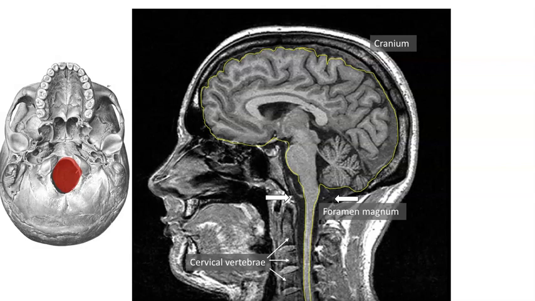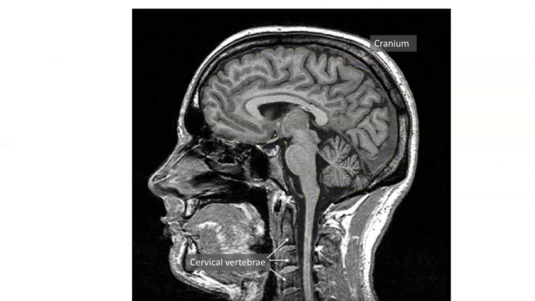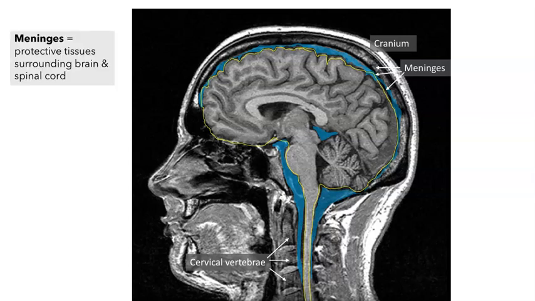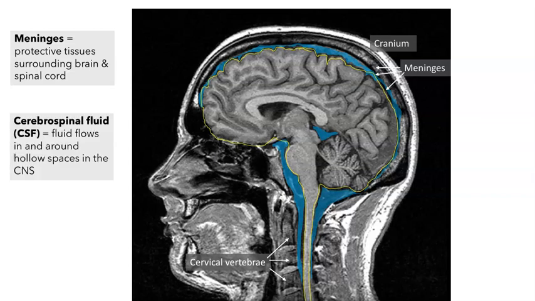I think it's useful to remember the common origin of the brain and the spinal cord because they share many features. For example, the brain and the spinal cord are both surrounded by meninges. These are layers of tissue that protect the brain and the spinal cord. The meninges is one of the places in the brain where we find the cerebrospinal fluid. And cerebrospinal fluid is fluid that flows in and around the hollow spaces in the central nervous system. It plays a number of important functions, but maybe one of the most important is that it allows the brain to float a little bit like a buoy in the water, and that would prevent the weight of the brain tissue crushing the cells.